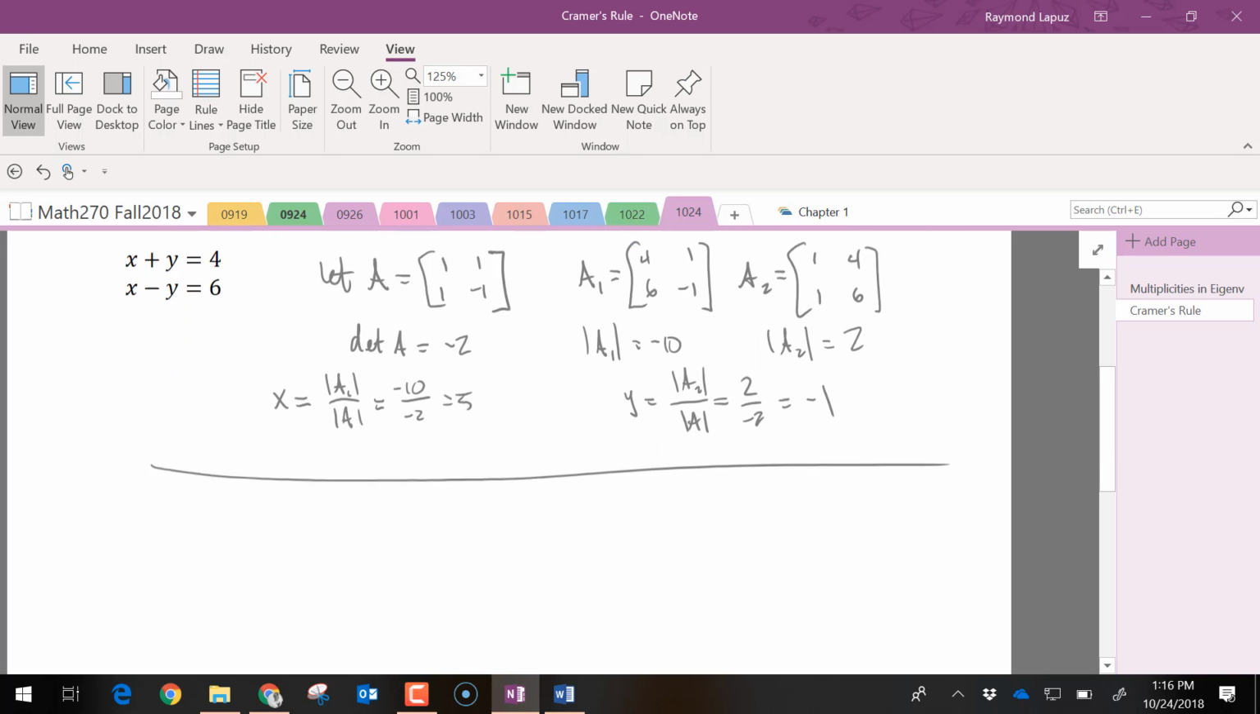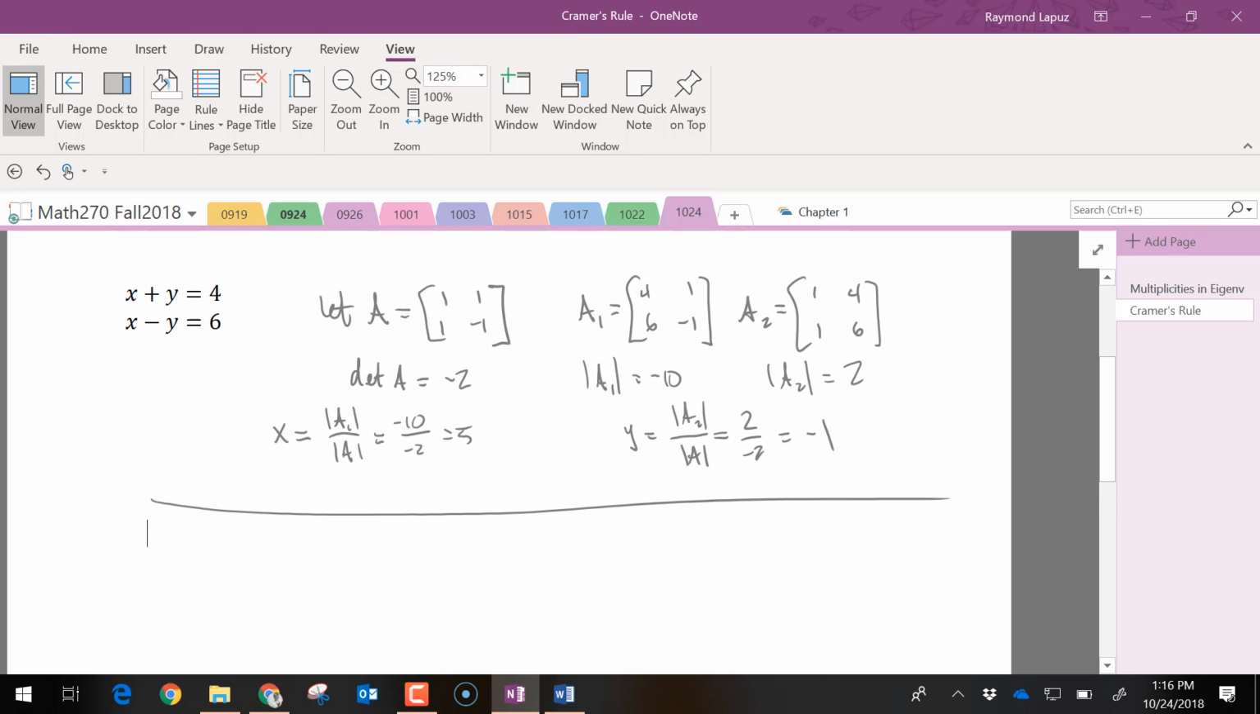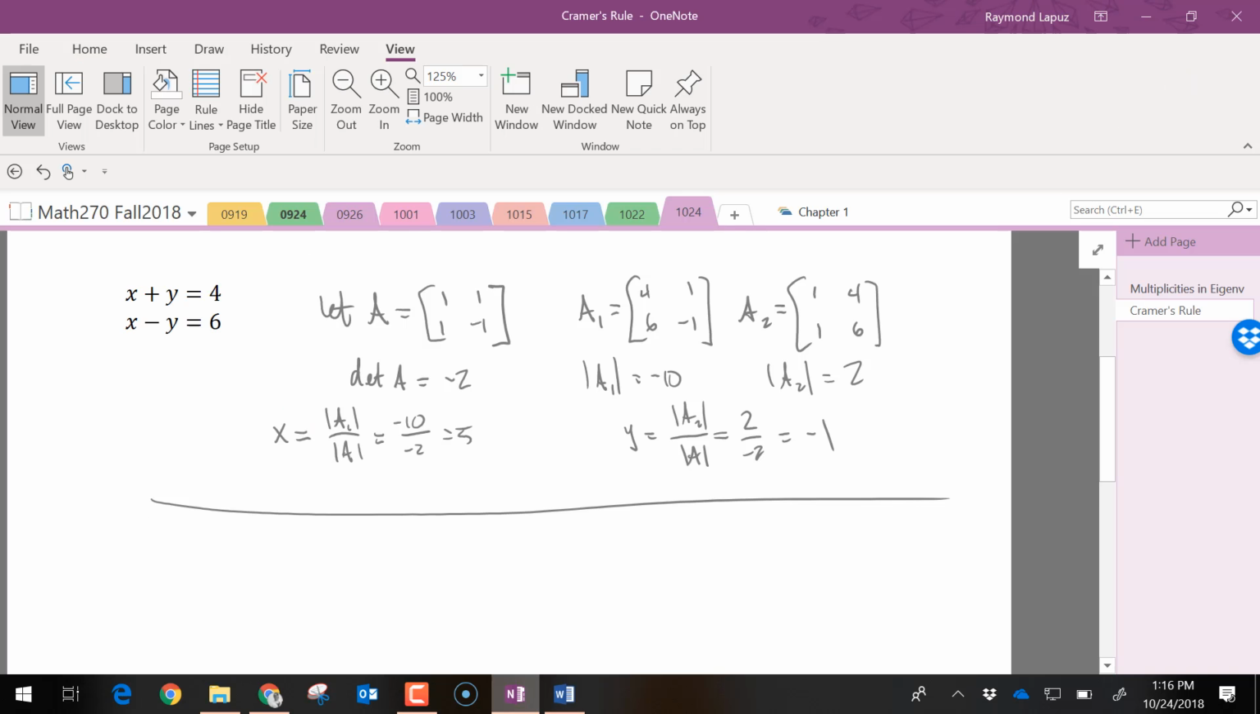All right. Well, that was a pretty lame example because we could have done that easily with what we already know. But now let's take a look at another example where you're solving for functions.